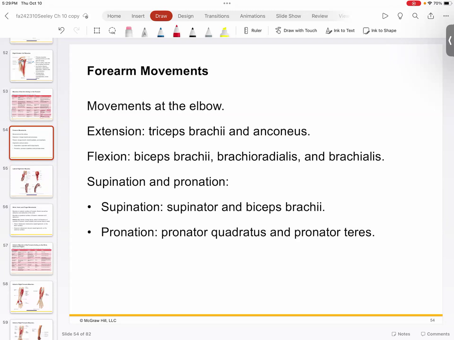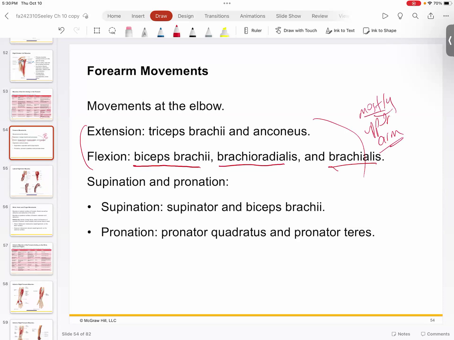Now, the forearm movements basically can be broken into a couple of major groups, right? So essentially you have extension and flexion. For instance, the extensors of the upper arm, triceps brachii and anconeus, are extensors. And for the flexors on the upper arm, you basically have your biceps brachii, brachioradialis, and your brachialis. So these are your flexors of the arm. And this is typically, for the most part, upper arm movements that we're talking about here.